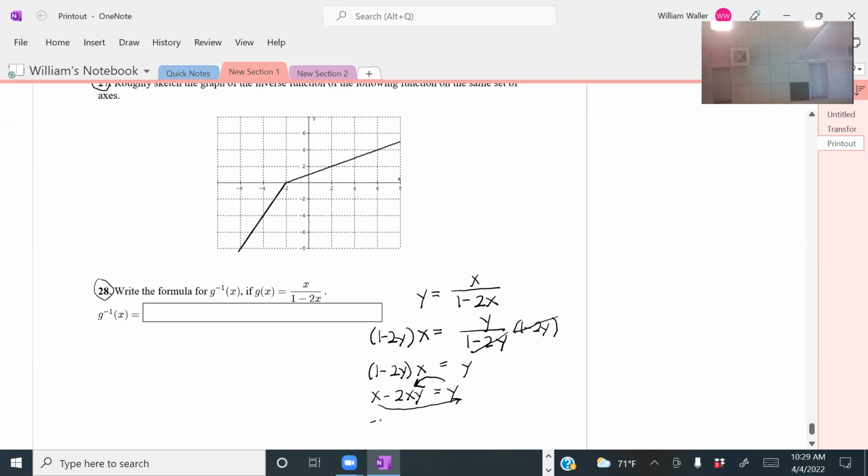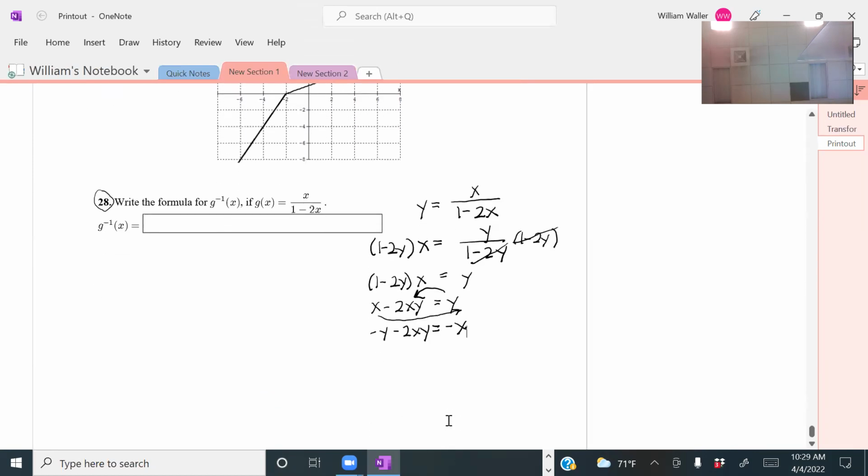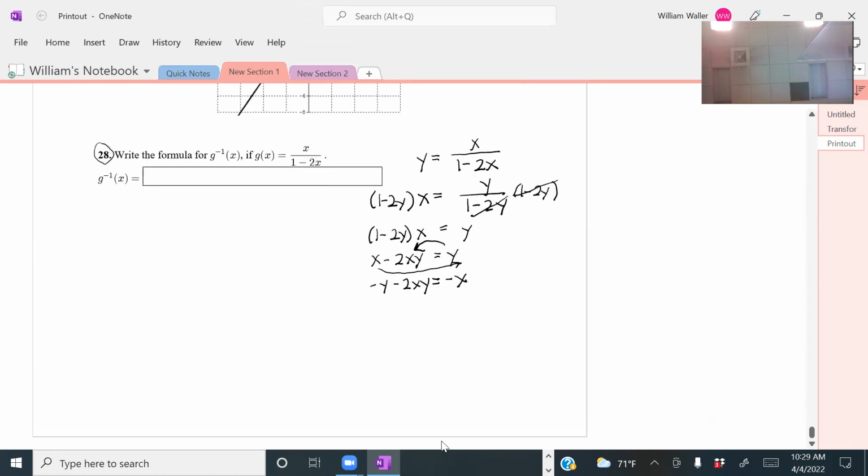So I have minus y, and then what? Minus 2xy, right, is equal to minus x. Yeah, I'm ending up with a lot of minus signs here, but that's okay. And now, next step. Okay, but what's important here?